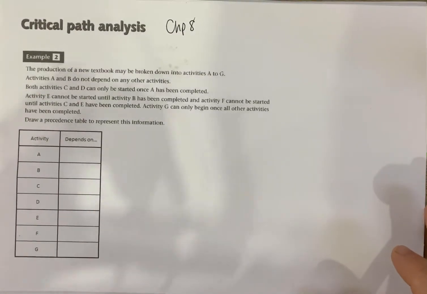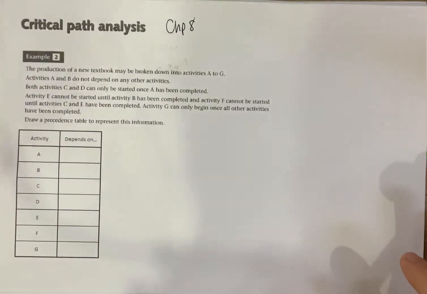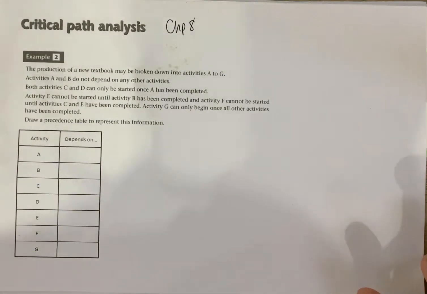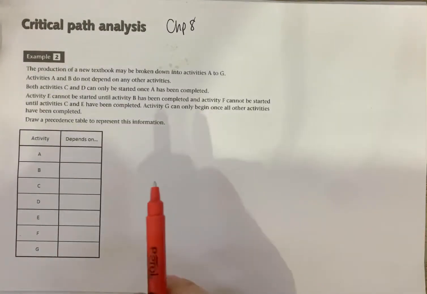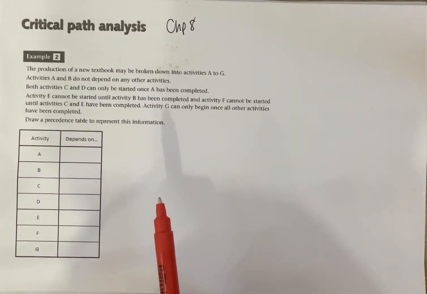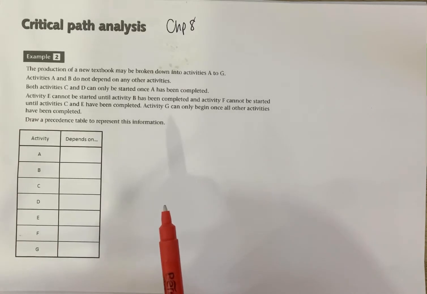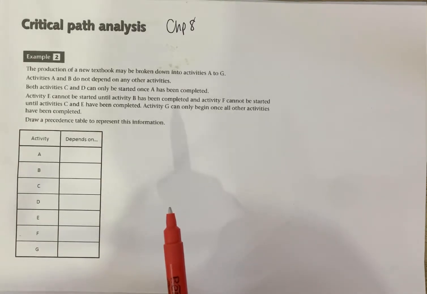Okay, we're now moving on to chapter 8, which is critical path analysis. So, straight away, we'll just skip on to example 2. Example 2 gives us what's called a precedence table. And a precedence table just gives you the idea of the order in which an activity must be completed.